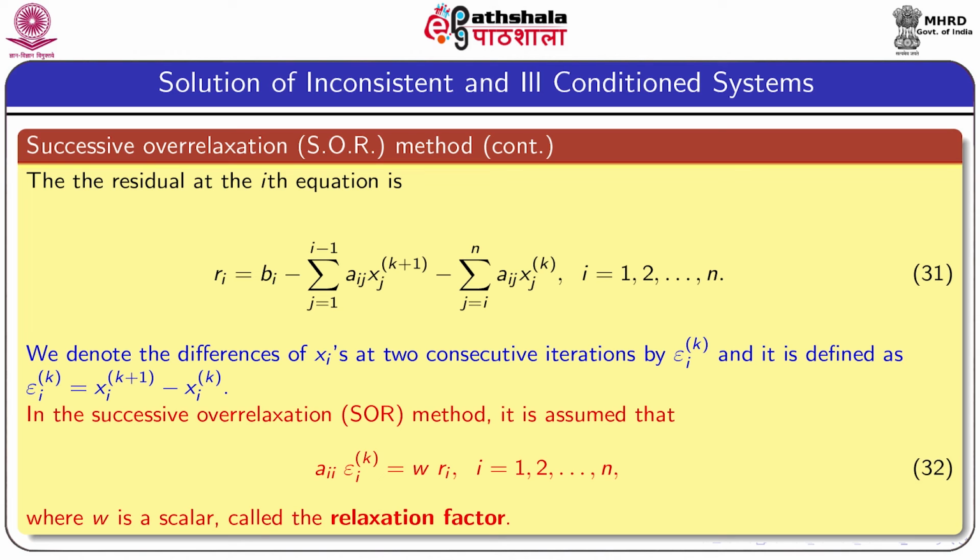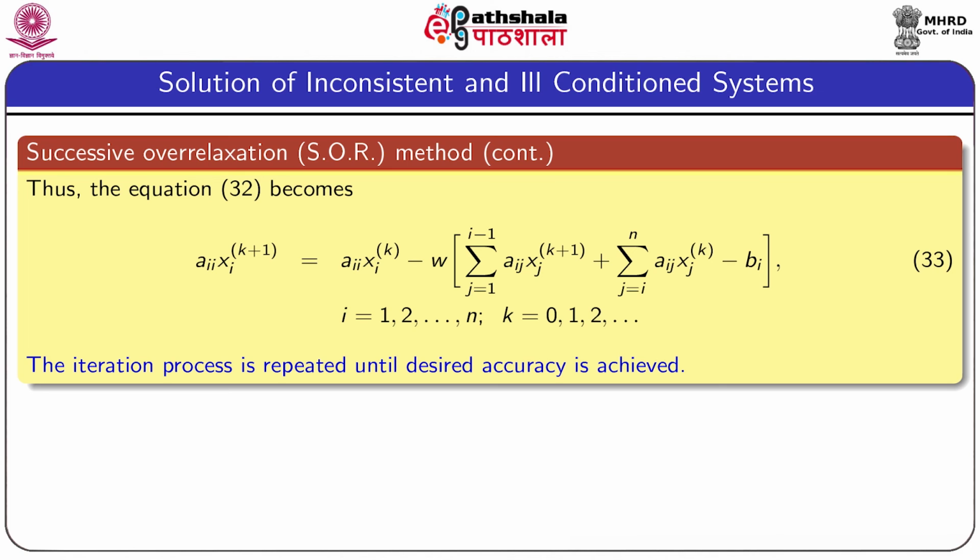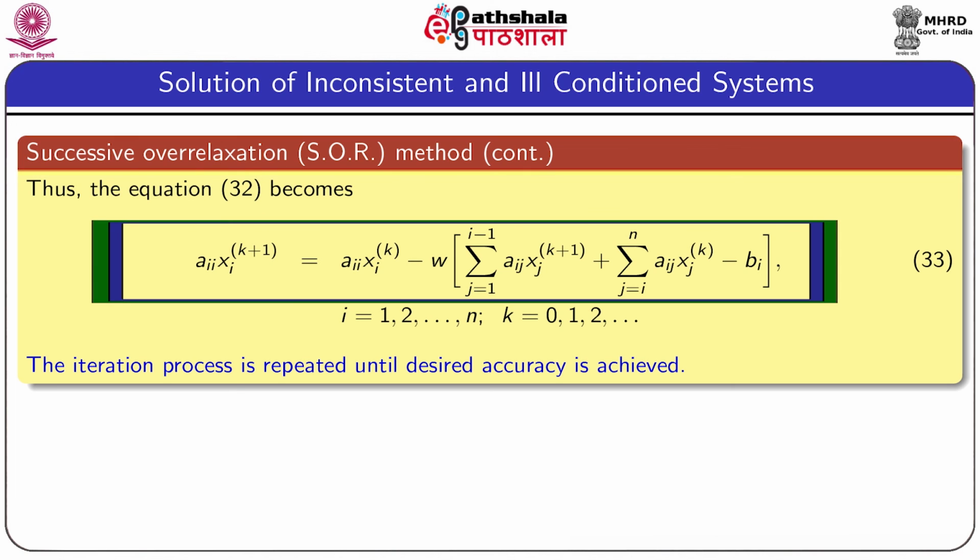In the successive over relaxation method, it is assumed that aii epsilon i k equal to w Ri, where Ri is the residual defined by equation 31, epsilon i k is the error occurred at the ith variable at the kth iteration, and w is called the relaxation factor. Thus, equation 32 becomes aii xi k plus 1 equal to aii xi k minus w into the right hand part of the above expression, that means equation number 32.